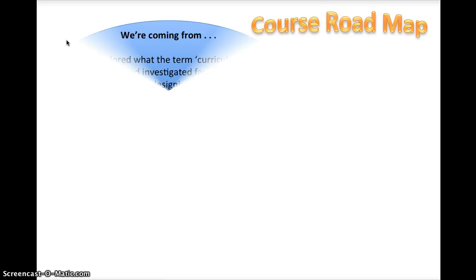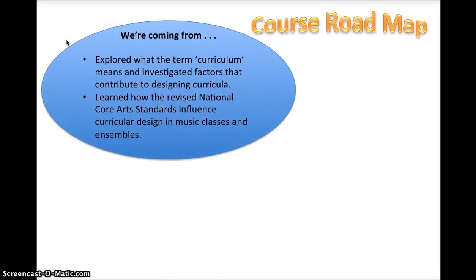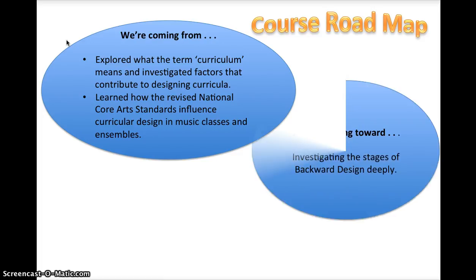In Unit 1, we explored the many ways curriculum is designed, and in Unit 2, we investigated factors that contribute to designing curricula. In Unit 2, we also learned how the revised National Core Arts Standards influence curricular design in music classes and ensembles. In this unit, we'll investigate the stages of backward design even deeper so that we can prepare to apply the process to our own teaching contexts in Unit 4.